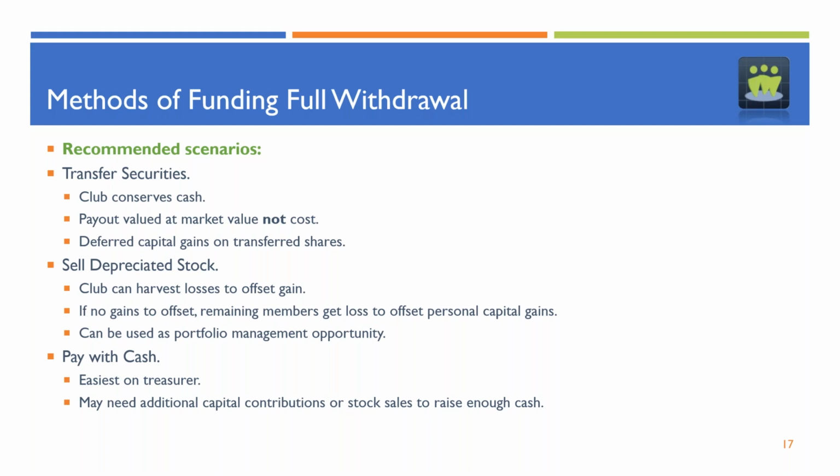Selling depreciated stock, again, the same thing for a partial withdrawal. You get to harvest losses and offset club gains. Now, if you don't have gains to offset, this loss can be transferred for the members to use on their personal capital gains. And again, it can also be used, as we mentioned before, as a portfolio management opportunity. The last recommended scenario for full withdrawal is to pay with cash, right? Again, that's easiest on the treasurer, but again, you may have to raise additional capital contributions if you can't do it through selling depreciated stock.